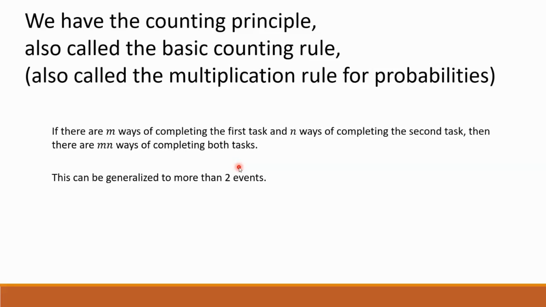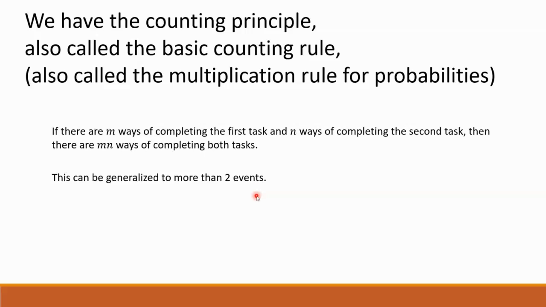But I mentioned last time, you're not always going to be able to list all the outcomes. What if both tasks were rolling a 6-sided die and recording the number? There are m ways for the first roll, n ways for the second roll. Then there would be 36 ways of completing both tasks. I mean, that's not terrible, but I would not want to write out all the outcomes.